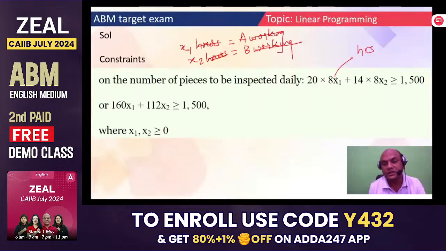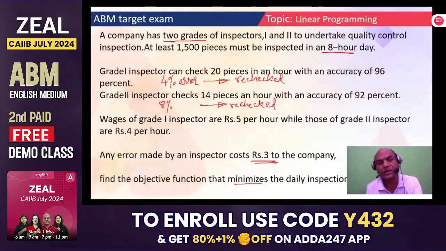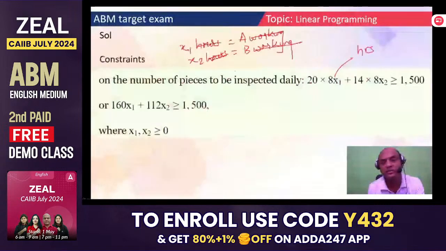So x1 inspectors are there, and they work 8 hours, right? So 8 into x1 into 20 plus 14 into 8 into x2 should be greater than or equal to 1500. Why? Because at least 1500 should be done, so it can be greater than that also. If you solve this, you'll get 160 x1 plus 112 x2 should be greater than or equal to 1500. So this is your one constraint equation.